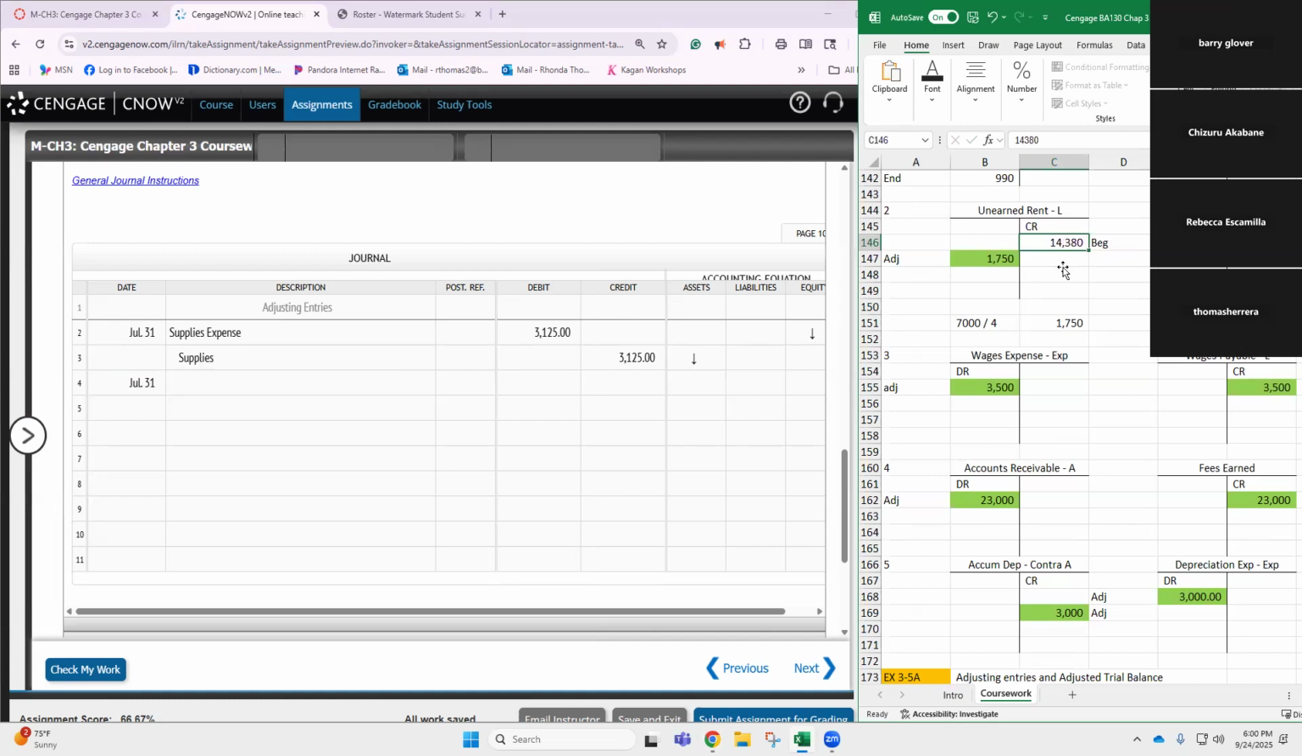$14,380. So sometime before the end of the month of July, we received some cash that we had to wait to earn the rent. Okay, this represents 4 months worth of rent. Okay, so down here, you can't probably see it very well. You'll want to take that amount of $14,380 and divide it by 4 months. Divide it by 4. Okay, so I'm going to do that in my Excel spreadsheet here.